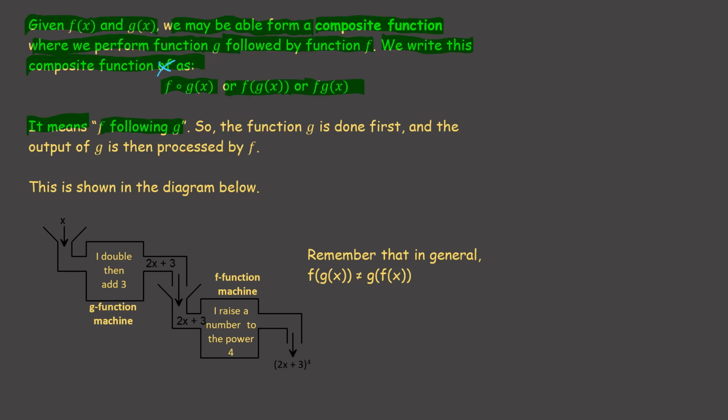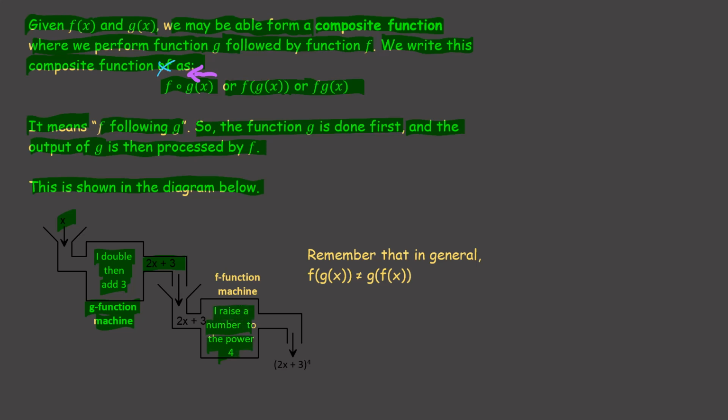We can see the x is going in from this side, so it reaches g first, then f. So the function g is done first, and the output of g is then processed by f. This is shown in the diagram below. So I'm starting with x here, and it goes into a machine that says I double and then add 3, in other words 2x plus 3. This is the g function machine. The output from that then goes into the f function, which is I raise a number to the power 4. So if 2x plus 3 goes in there, (2x plus 3) to the power 4 comes out.